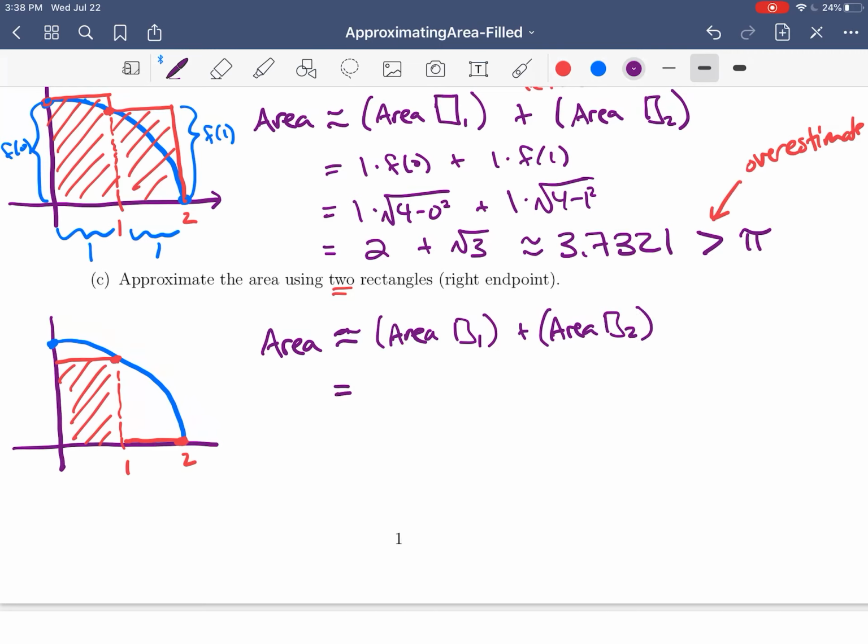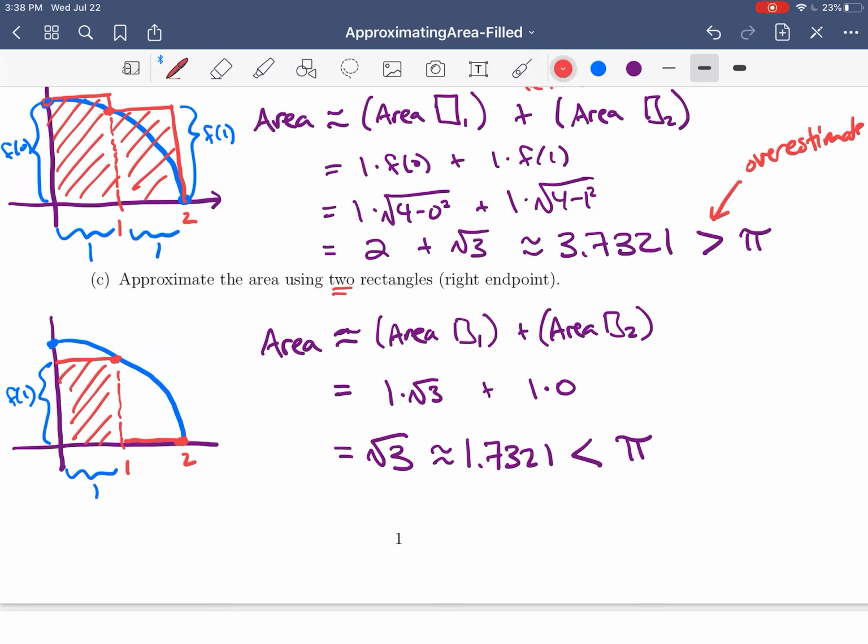So they again have width 1, but this one has height f of 1, which we already found. So just to make things simpler, this is going to be 1 times root 3 plus 1 times 0. So our approximation is root 3, which is approximately 1.7321, less than pi, which again makes sense that this one is an underestimate because we have all of this area that we missed.